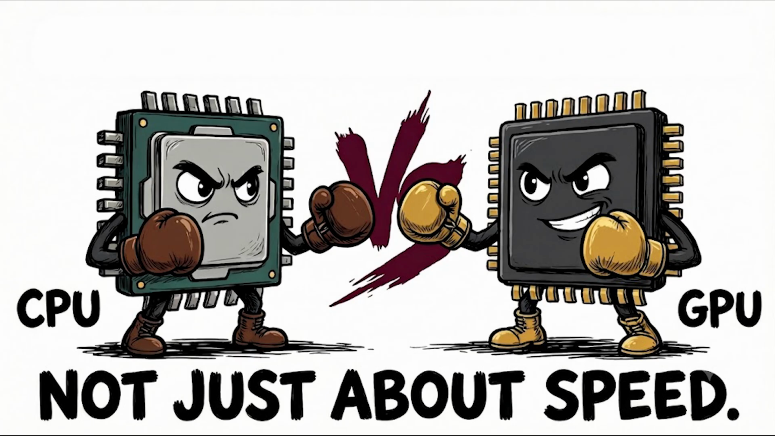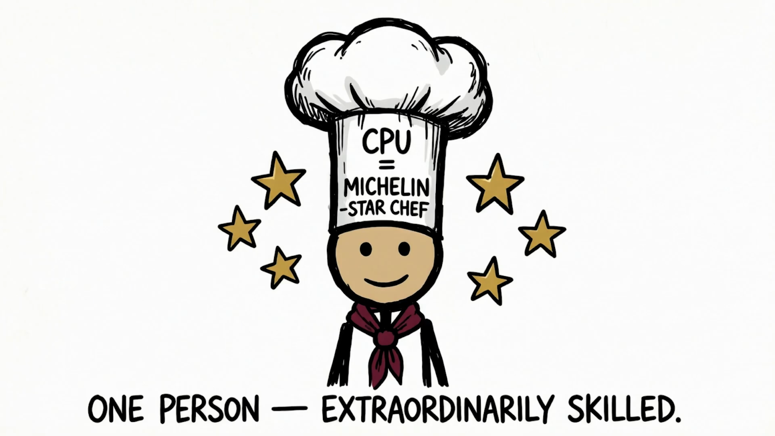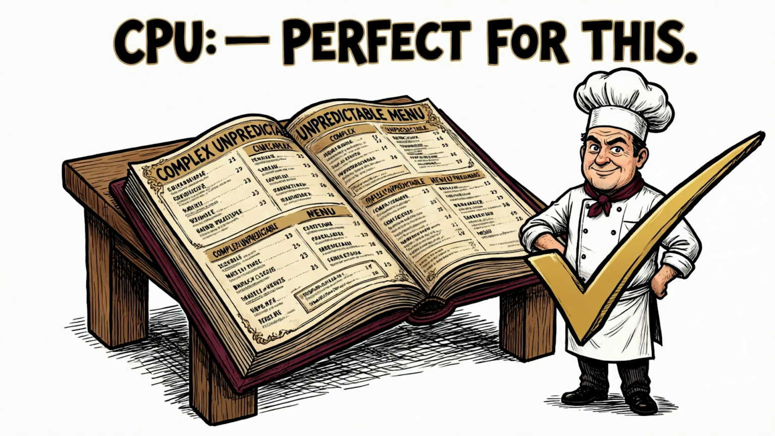Let's look at the difference between CPU and GPU. People often assume GPUs are just faster CPUs. They are not. The difference goes deeper than speed. Think about it this way. A CPU is a Michelin star chef: one person, extraordinarily skilled, who can prepare any dish, handle any special request, and improvise when something goes wrong. You wouldn't trade this chef for anything if your dinner party has a complex, unpredictable menu.